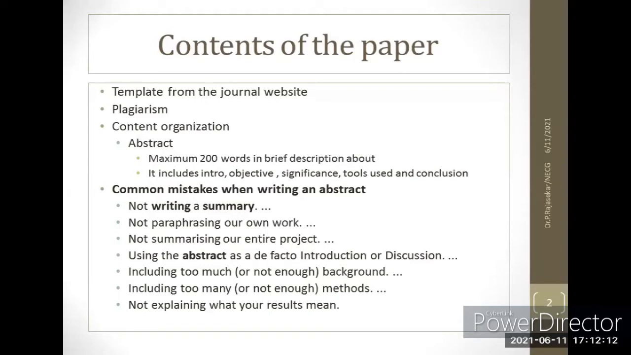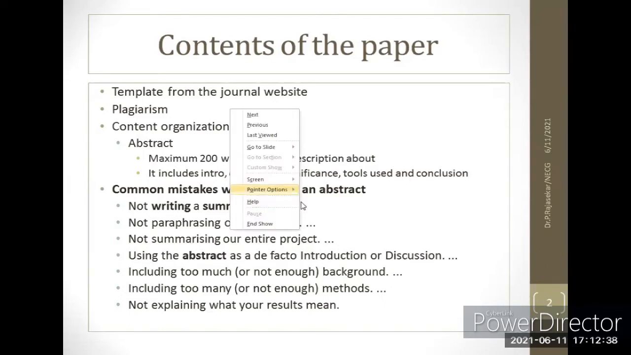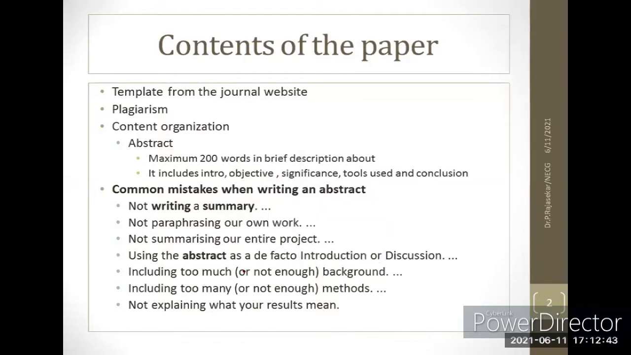In the abstract itself, you have to justify that it is improved by 30% or 25% from the previous one. We have to give that information, the entire thing in about one line. The common mistake is not writing the summary: not proposing our own work and not summarizing our entire project. These things you should include in your abstract.